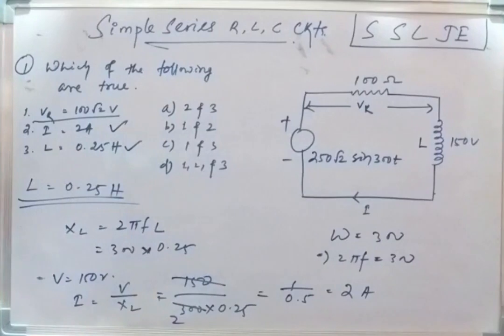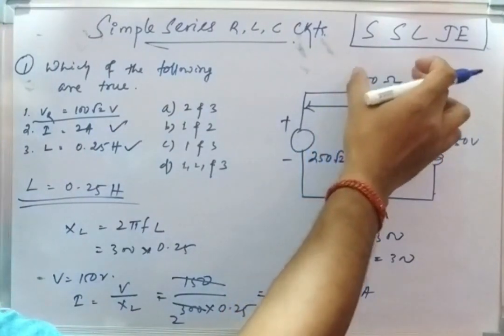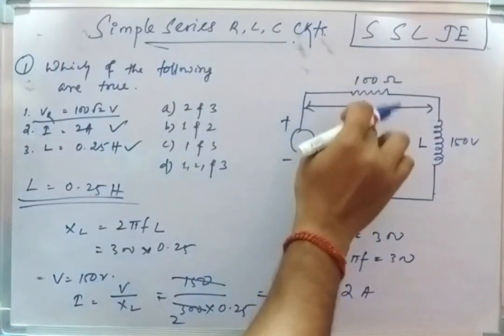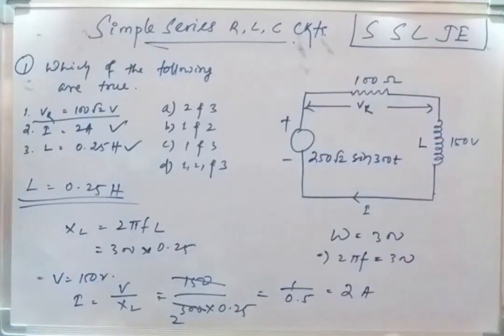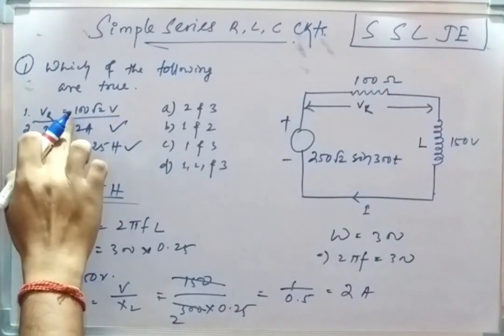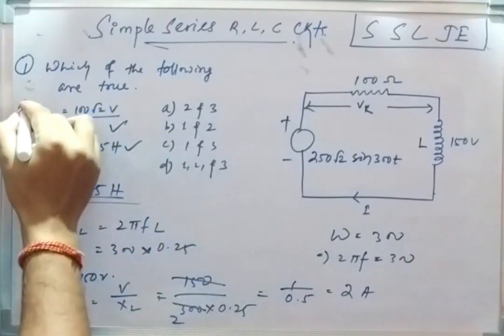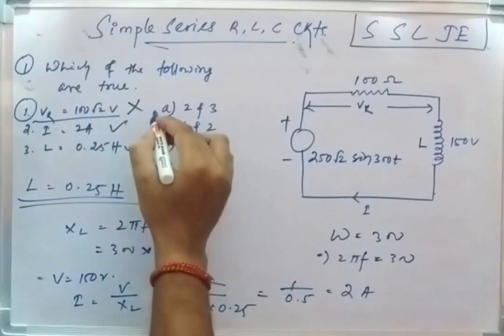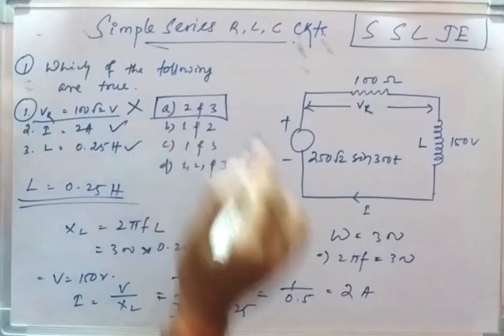VR equals 100 root 2. Here resistance is given as 100 ohm. Current we got is 2 ampere. So 2 into 100 is 200 volt. But the option is given as 100 root 2 volt. So option 1 is wrong. So the correct answer will be A, 2 and 3.